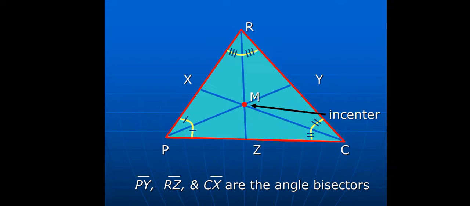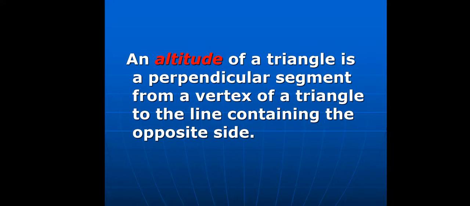Tapos, di ba sa medians, pag nag-meet yung tatlong medians ay tinatawag natin centroid, dito naman ang tawag natin ay incenter. So, the incenter is the M, which is doon nag-meet yung tatlong angle bisectors. So, I hope you understand that. And the next one is an altitude of a triangle.